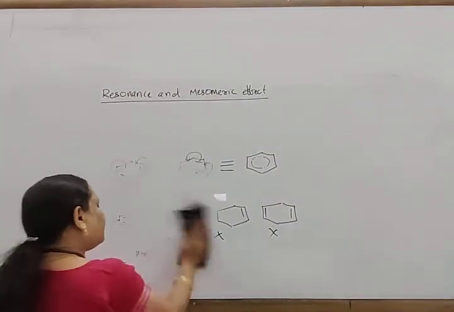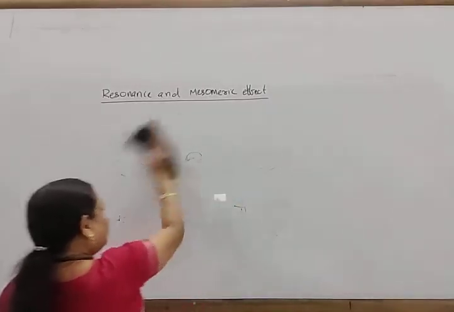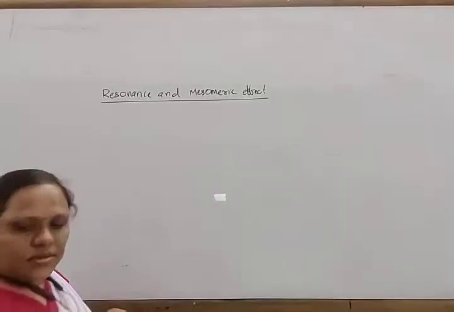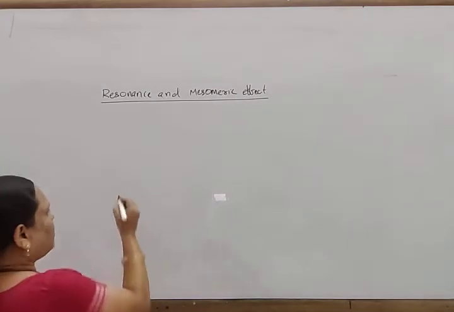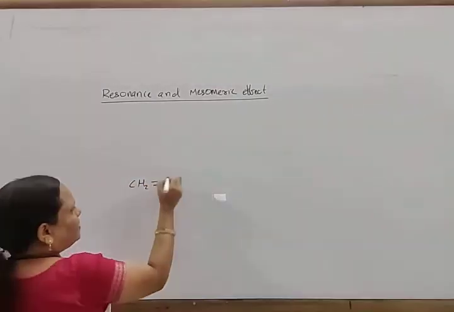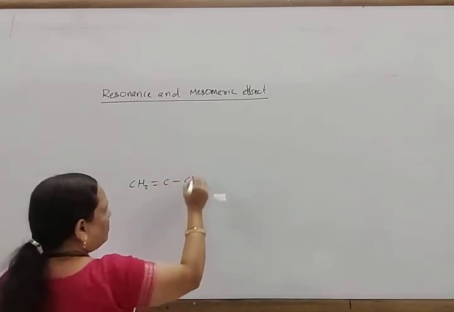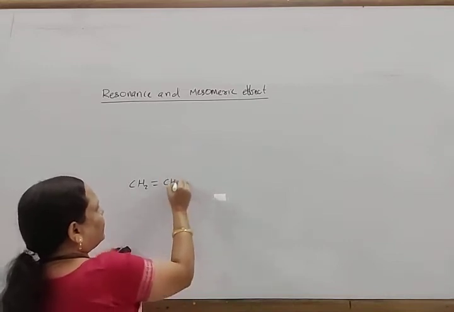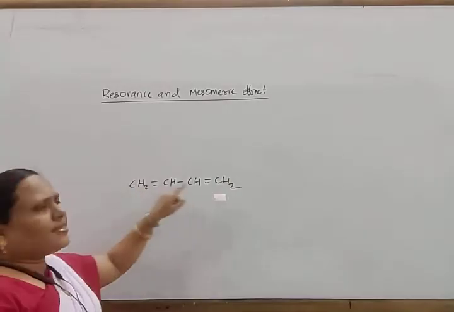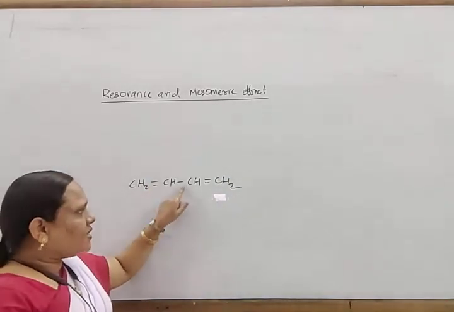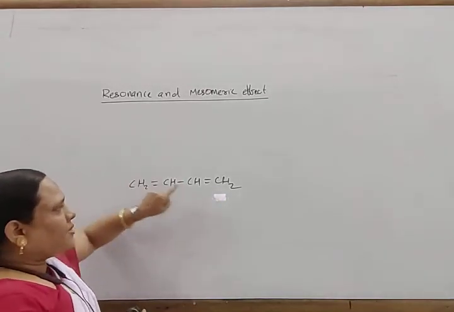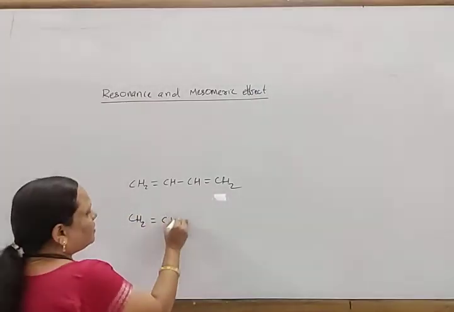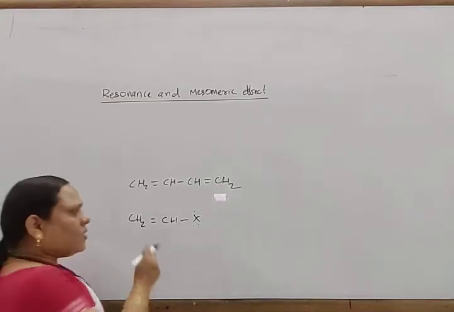Resonance is possible in case these are in conjugation. Look here, suppose CH2 double bond CH, then single bond CH, and then double bond CH2. In this case, this is in conjugation. So the pi bond is at an alternate position: pi bond, single bond, double bond, single bond, double bond. Or pi bond, one sigma bond, and pi bond. So pi bonds are present at alternate positions. Another case is also possible, CH2 double bond CH. If there is any lone pair of electrons, then also resonance is possible.